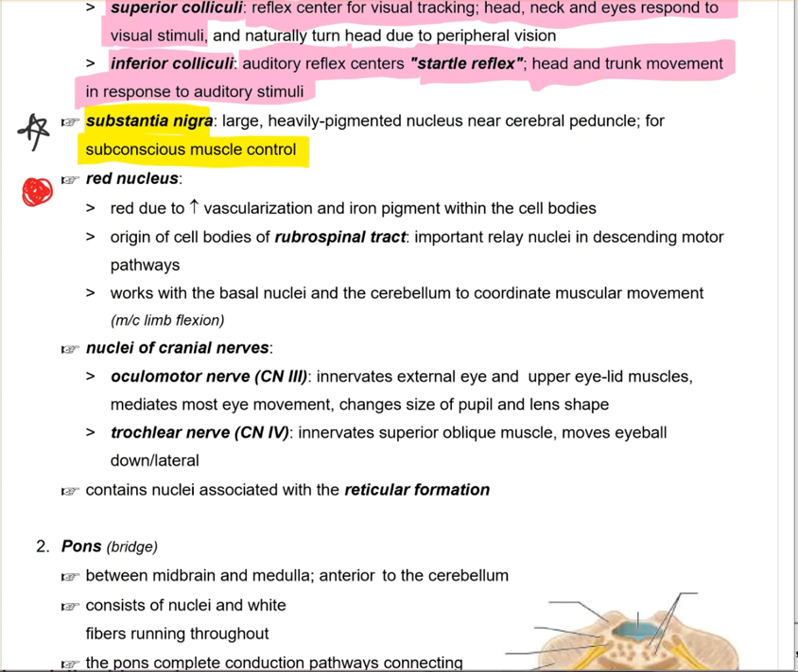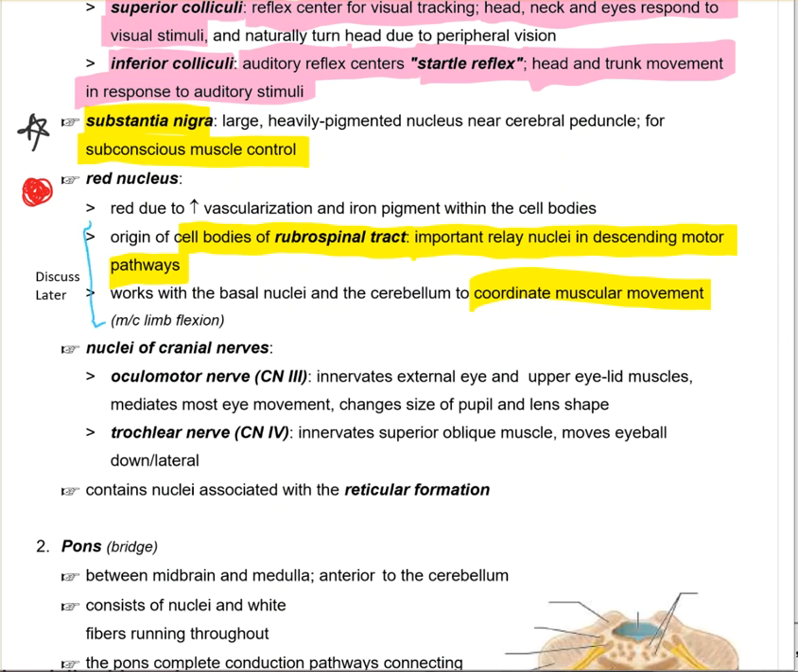The red nucleus is red due to increased vascularization, and there's also iron pigments in here which make it red. And this is the origin of cell bodies of the rubrospinal tract. All right, ruby, red spinal tract, and these relay important information to descending motor pathways, and they help coordinate muscle movement. And I'm going to put a little note here again. We're going to talk about this later. So discuss the rubrospinal tract later. Okay? So this little section here we will discuss at another time.